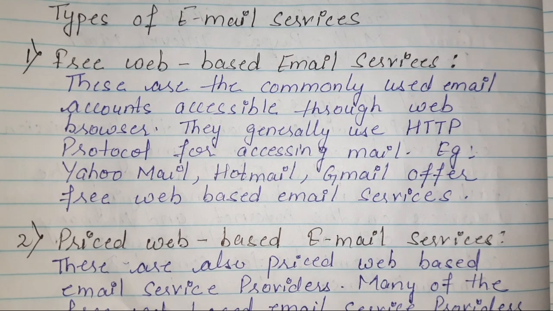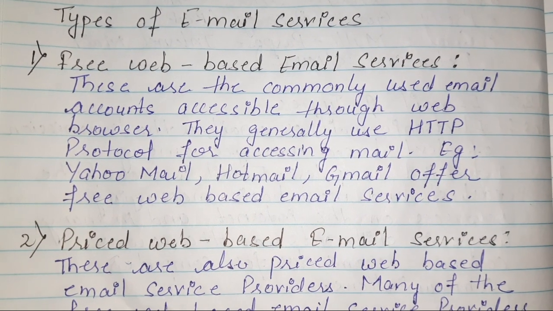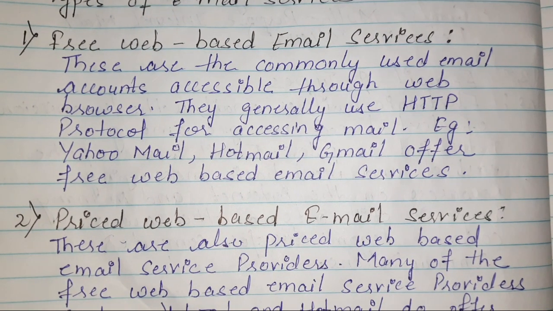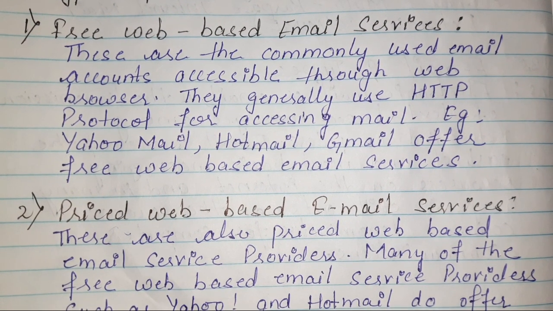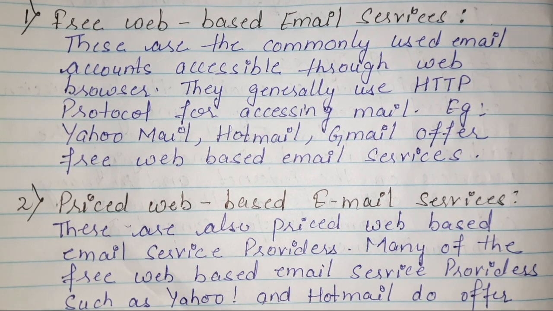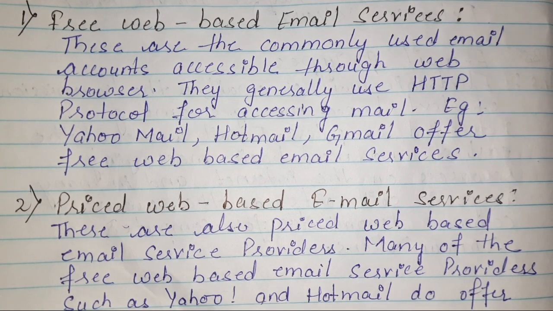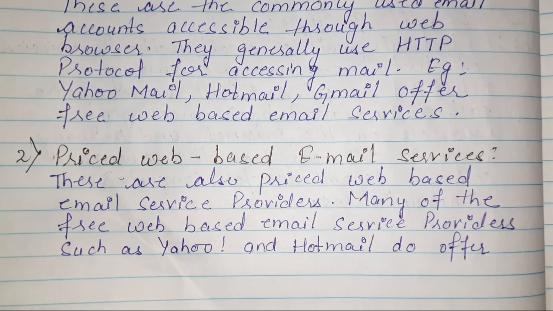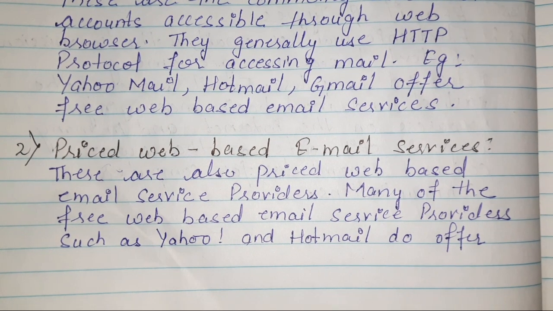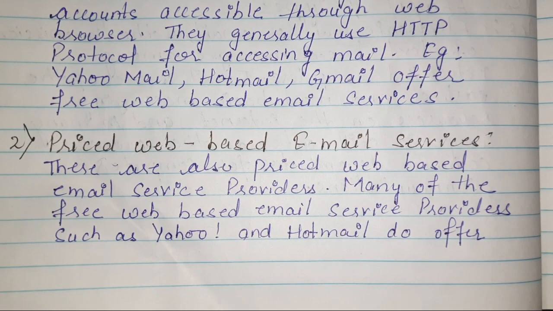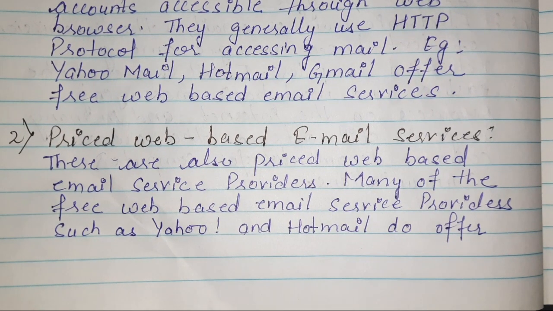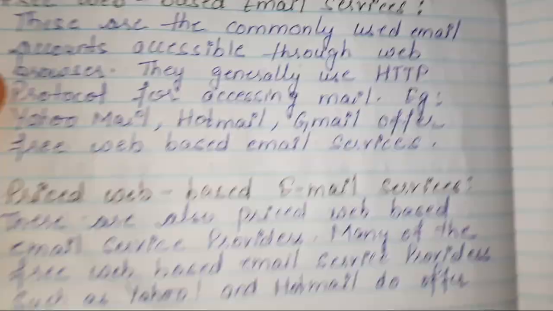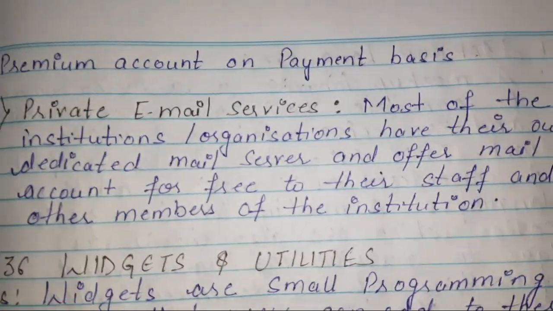Types of email service: free web-based email service. These are commonly used email accounts accessible through a web browser. They generally use the HTTP protocol for accessing mail. Examples: Yahoo Mail, Hotmail, Gmail offer free web-based email service. Paid web-based email service. There are also paid email service providers. Many of the free web-based email service providers such as Yahoo and Hotmail do offer premium accounts on a payment basis.